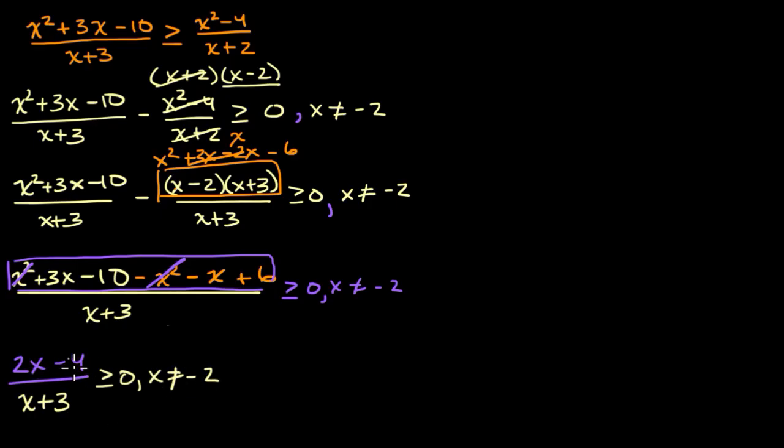And I'm actually going to factor this top even a little bit more because I want to figure out when the numerator is equal to 0. So let me just do that over here. So we get 2 times x minus 2 over x plus 3 is greater than or equal to 0 for all x's except for x does not equal -2. And of course, it also has a discontinuity here at x equals -3. And that's going to be an interesting point.